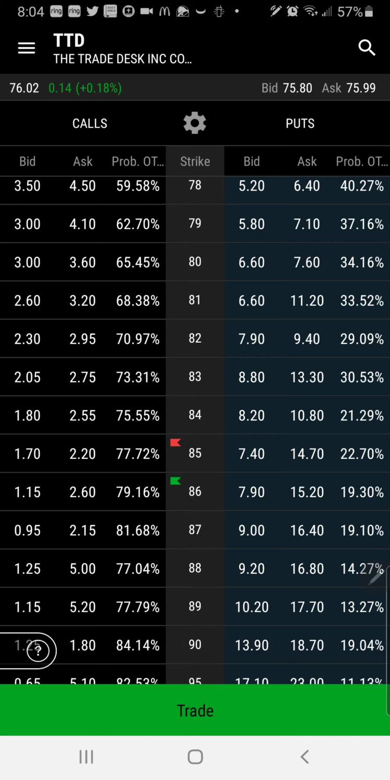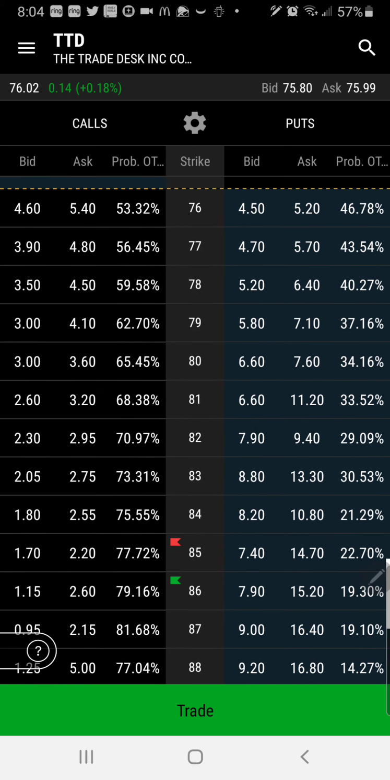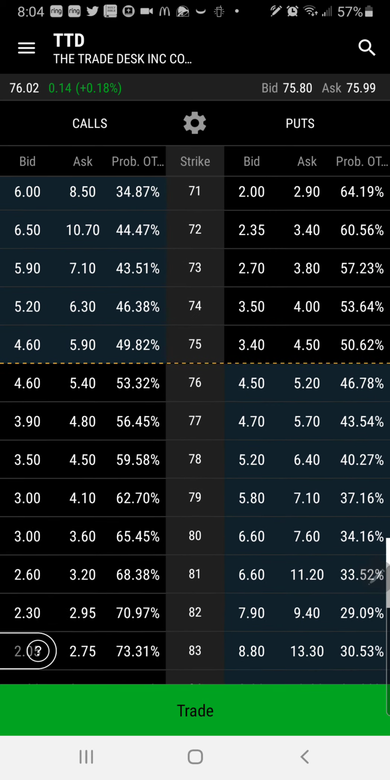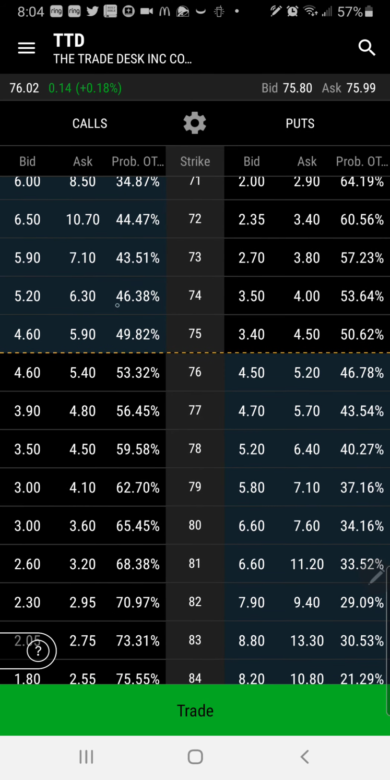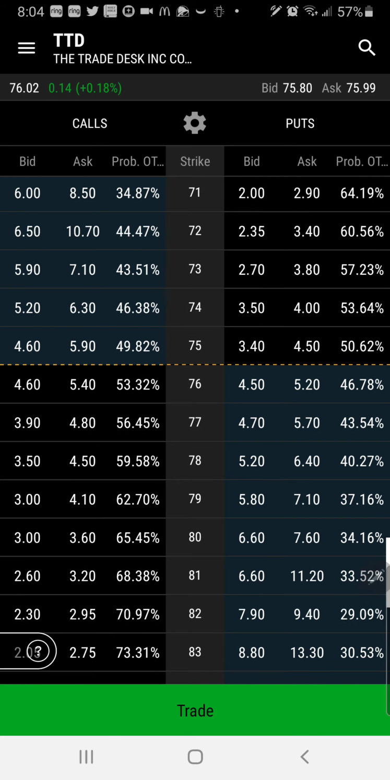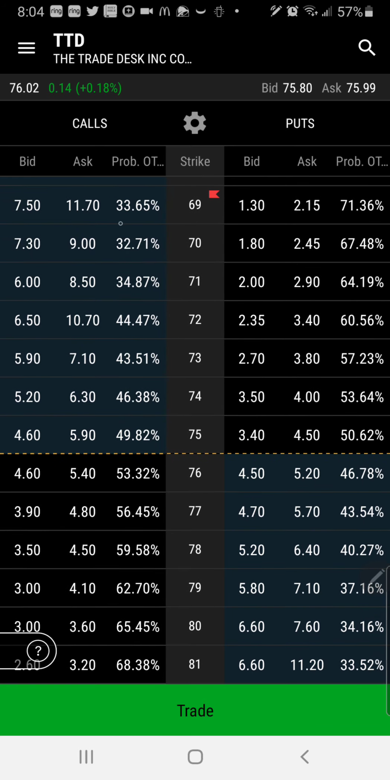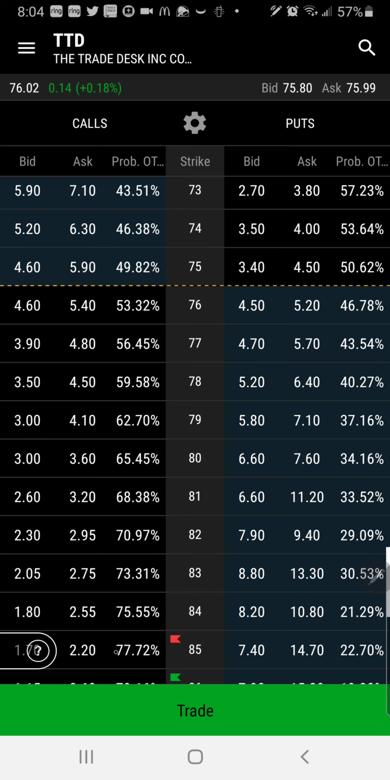So remember, on the call side, if our trade is in the money, the stock price is trading above it. If it's a call and the stock is trading above it, it's in the money. So all of these that are highlighted blue are in the money. Everything else highlighted black is out of the money.